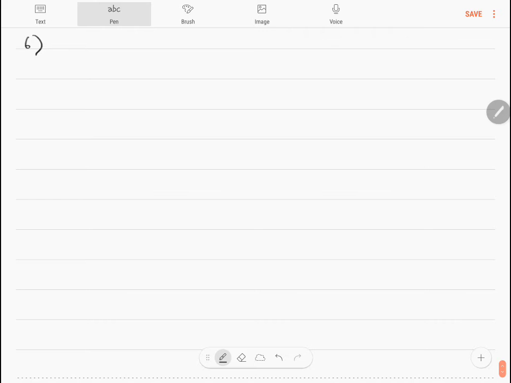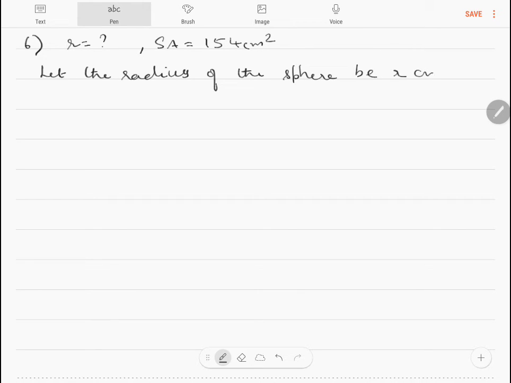Question number 6. Find the radius of a sphere whose surface area is 154 centimeter square. So the radius is asked, and the surface area is given to be 154 centimeter square. Now let the radius of this sphere be r centimeter. Surface area is 154. So the formula is 4 pi r square, which is given as 154.